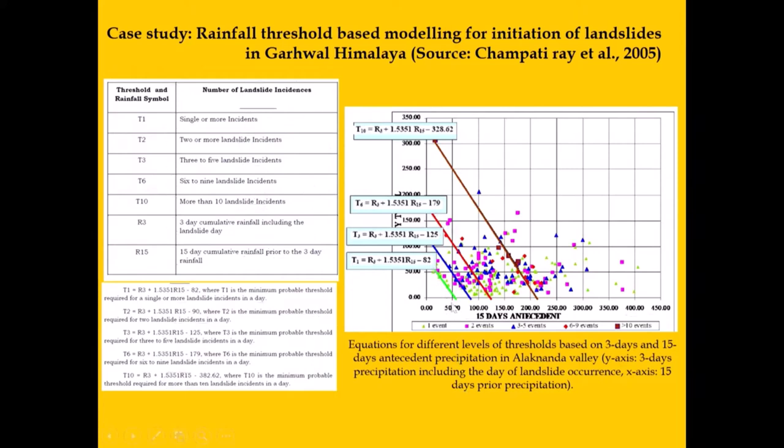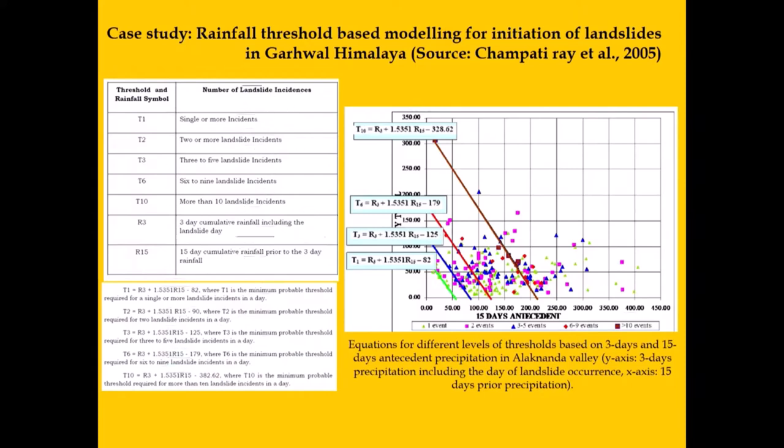T1, generally, the minimum one landslide to happen is not considered, because that is too trivial to take. One landslide in a particular area in a particular monsoon season can happen due to many reasons. It can be simply due to your road cutting and other anthropogenic factors. So that should not be considered.